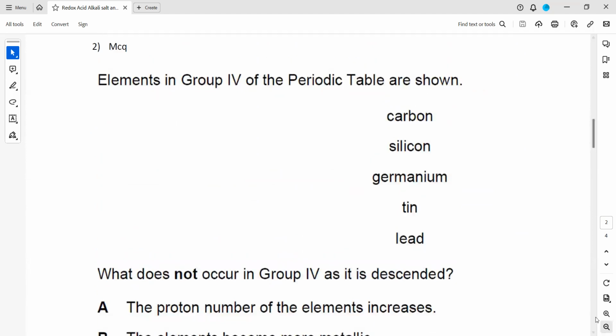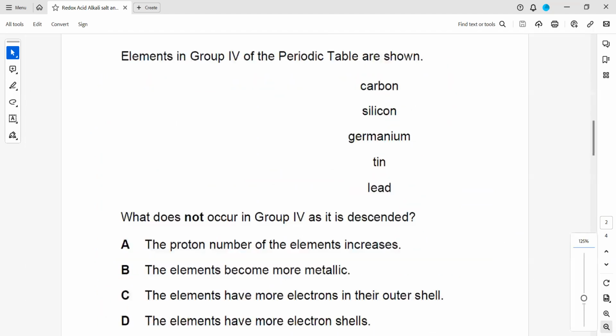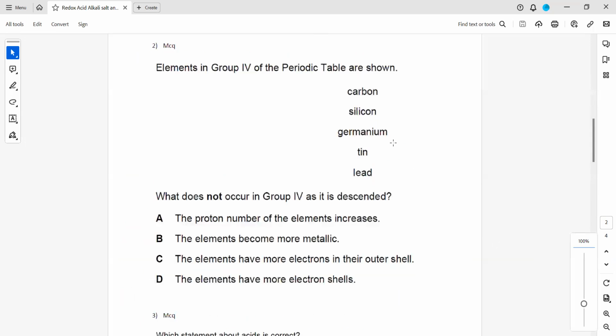In question 2, you can see elements in group 4. The group 4 elements are carbon, silicon, germanium, tin, lead. So tin and lead are metals. So what does not occur in group 4 as we go down the group? The proton number of elements increases. That's true. Whenever we go down the group, the proton number increases. So this is a right statement, but we want to identify which does not happen.